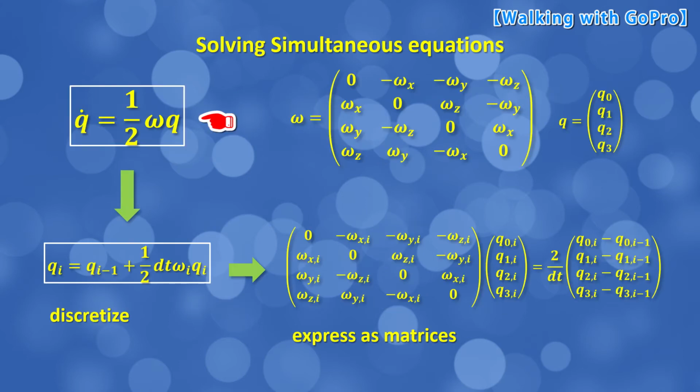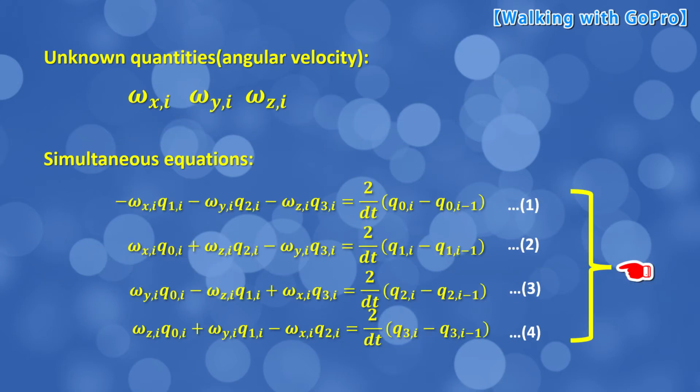Let's get started with the basic formula. Q dot equals one half, omega, Q. Omega and Q are given like these matrices. Discretize this and express it as a matrix, and it looks like this. Expanding the matrix yields 4 equations. There are 3 unknowns, the x, y, z components of the angular velocity omega. Though the number of equations is 1 more, by selecting any 3 equations, the final result is the same.